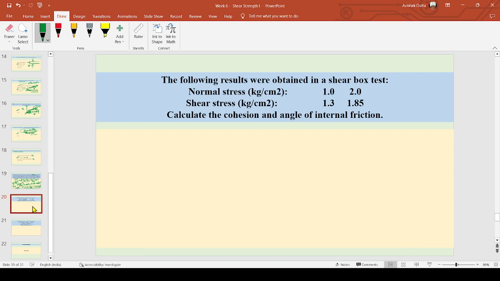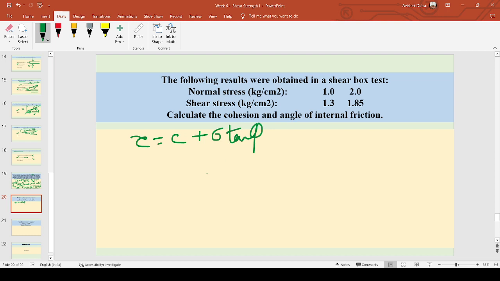The following results were obtained in a shear box test. The normal stress values are 1 and 2, and the corresponding shear stress values are 1.3 and 1.85. Now we have to find out the cohesion and the angle of internal friction. As we know, the basic equation of shear strength is tau equals C plus sigma tan phi.